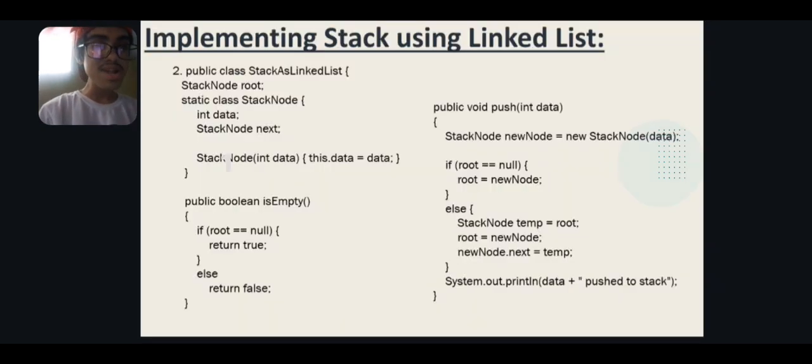Now, let's break down the Java code for implementing a stack using a linked list, line by line. I'll focus on the important parts. We need a StackAsLinkedList class and its inner StackNode class. So in our code, we have StackAsLinkedList. This line declares a public class named StackAsLinkedList. This class will contain the implementation of our stack using a linked list.